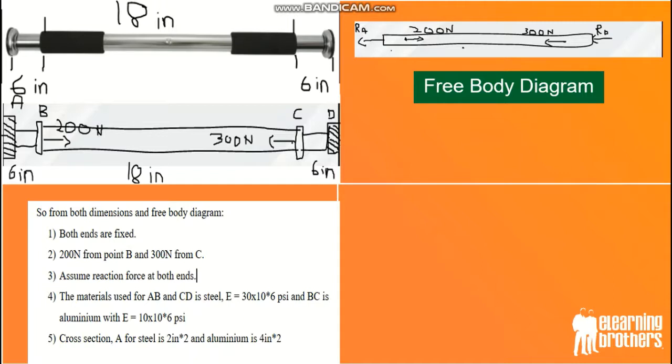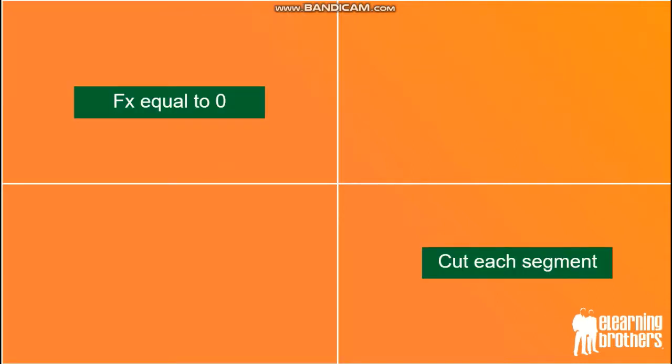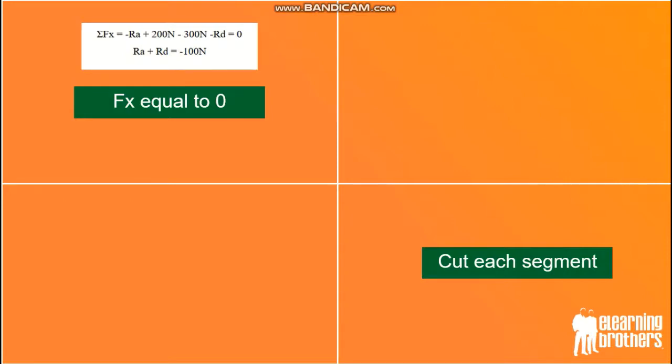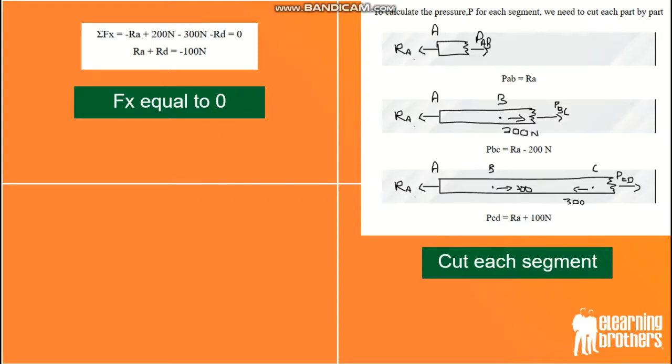Right, next we move to calculation. Alright, first step, ΣFx equal to 0. So if ΣFx equals 0, we get RA plus RD is equal to negative 100 Newton. Why is there no Fy? Because there is no force in the y axis. Right, and then we cut each segment piece by piece.